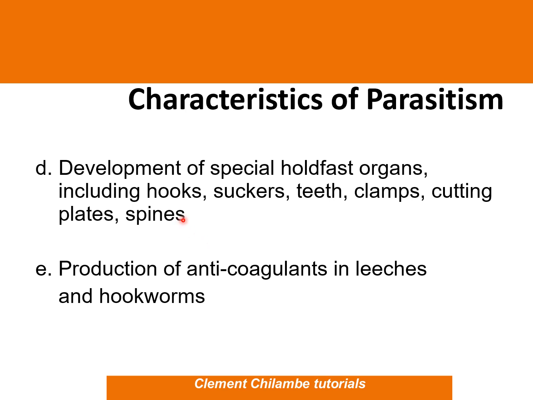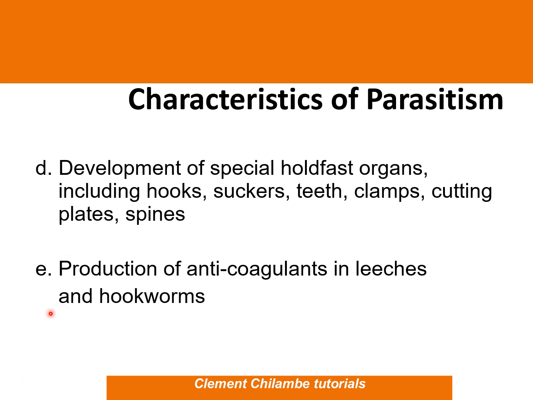Then another example that we can give is the development of special holdfast organisms, which includes hooks, suckers, teeth, clamps, cutting plates, and spines. All these are some of the special features of different parasites. They are made so because of how they are able to get their nutrients, how they should survive in that environment. So that makes them the unique physiological specializations and also loss of structures.